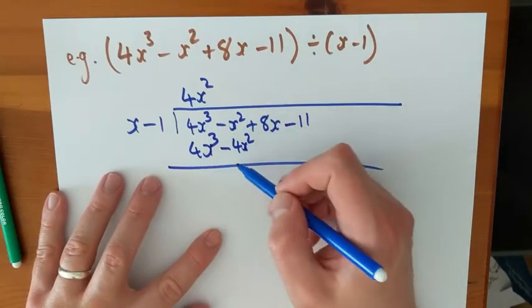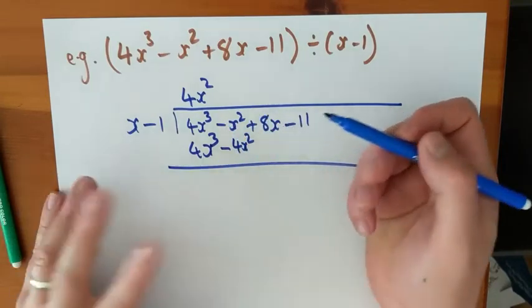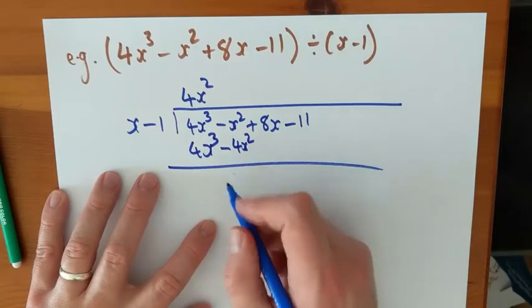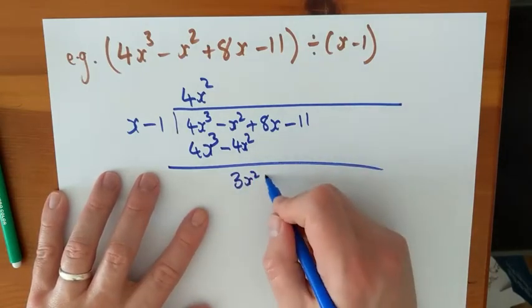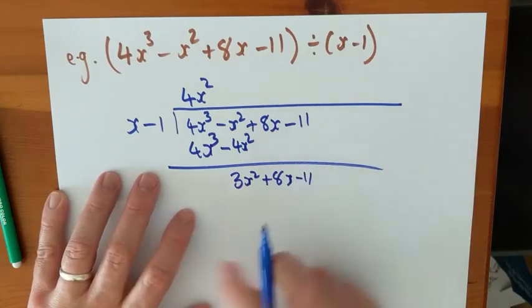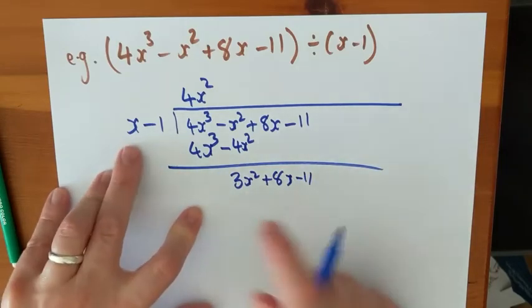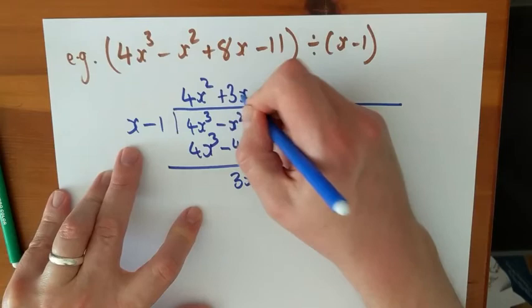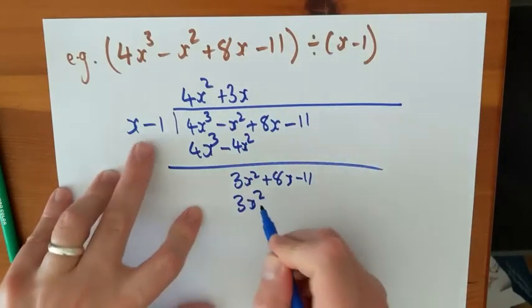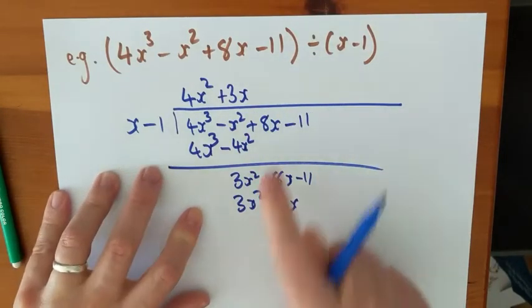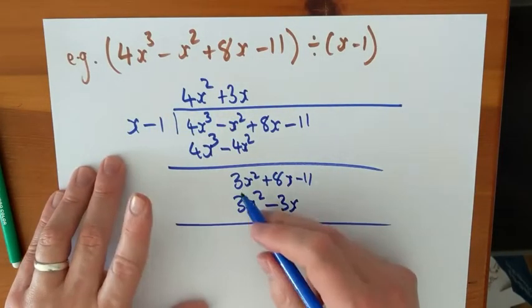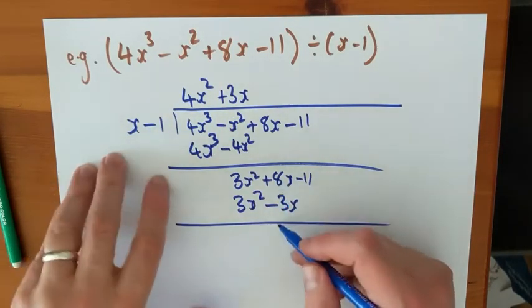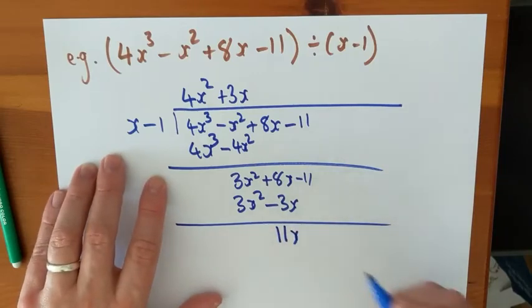Minus x squared, take away minus 4x squared. It's the same as adding 4x squared, because I am subtracting, which will give me plus 3x squared. I haven't dealt with the 8x yet. To make that fit into here, I have to multiply by 3x. I get 3x squared minus 3x. I'm also multiplying this by all of those two things. Subtract away, that disappears. 8 take away minus 3 gives me 11.